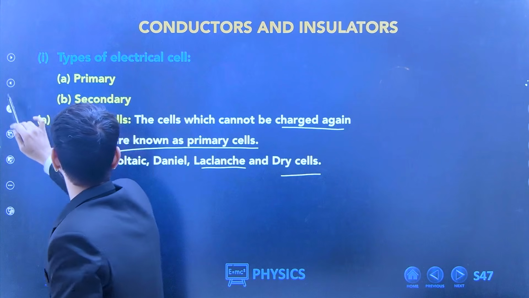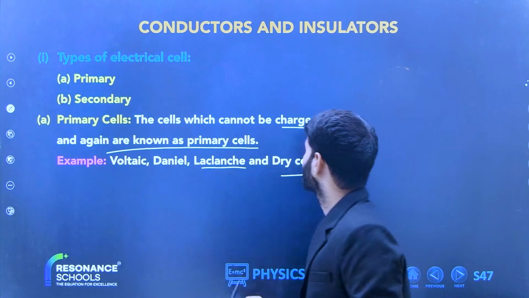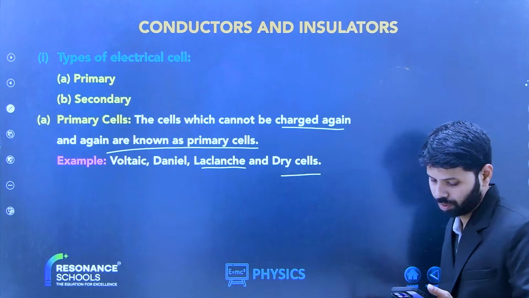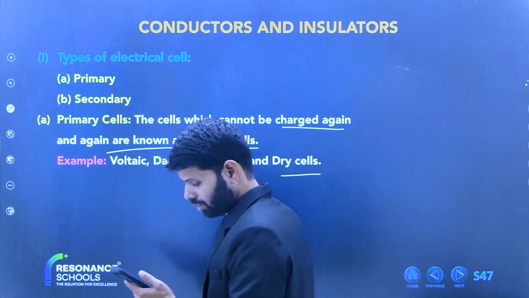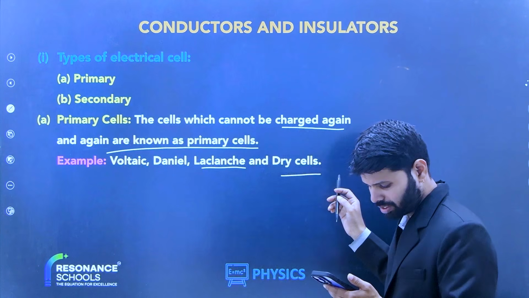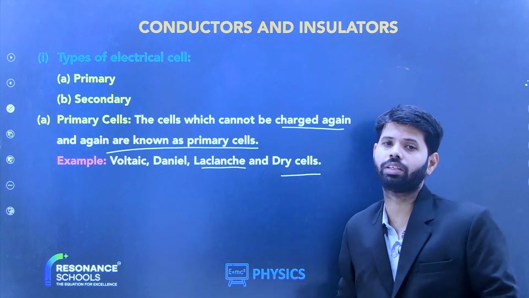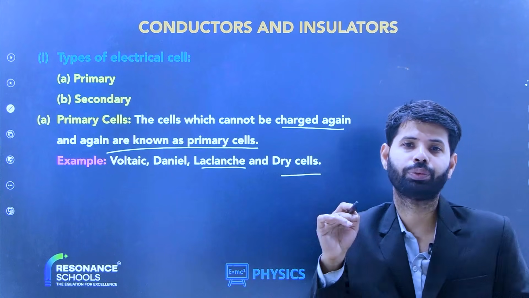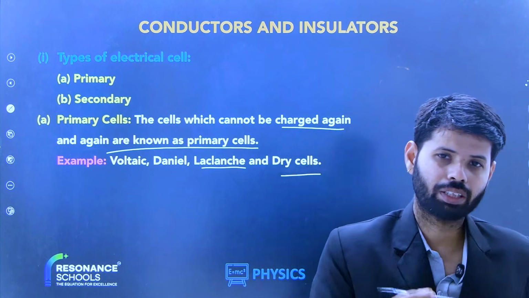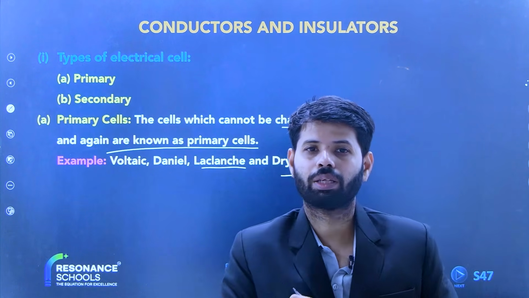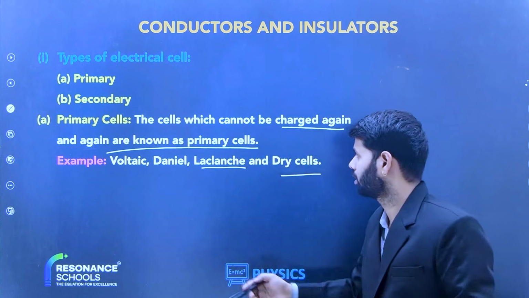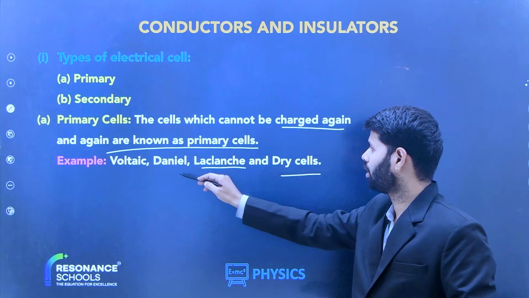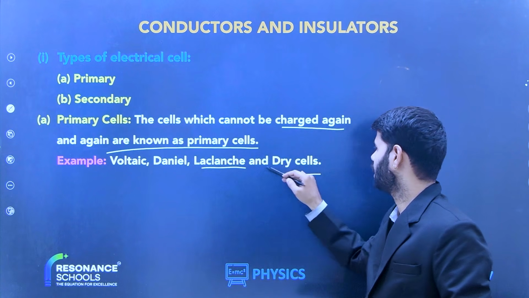Chalo, primary cells. The cells which cannot be charged again and again are known as primary cells. Sir, why is salt, when mixed in water, a conductor? Because when salt goes inside the water, some ions are produced, and through ions the current can pass. Now see, examples are Voltaic, Daniell, Leclanché, and dry cells.